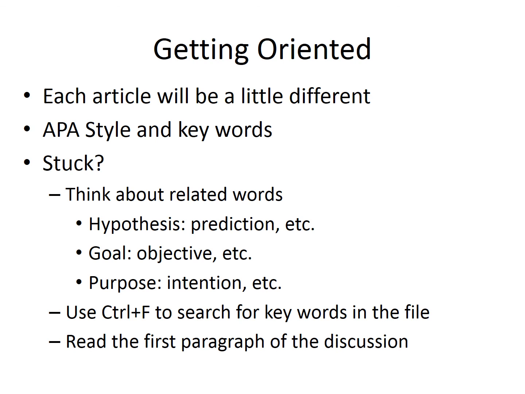The examples not only provide practice, but also highlight that each article is going to be a little bit different. APA style helps us know where to look, and knowing the keywords helps us find the specific information. If you're stuck, you can use the search function to look for keywords in the file. Sometimes you might need to think of alternative words the authors might have used. If that doesn't work, read the first couple paragraphs of the discussion. APA style encourages authors to summarize the results in the context of the question or in the hypothesis.